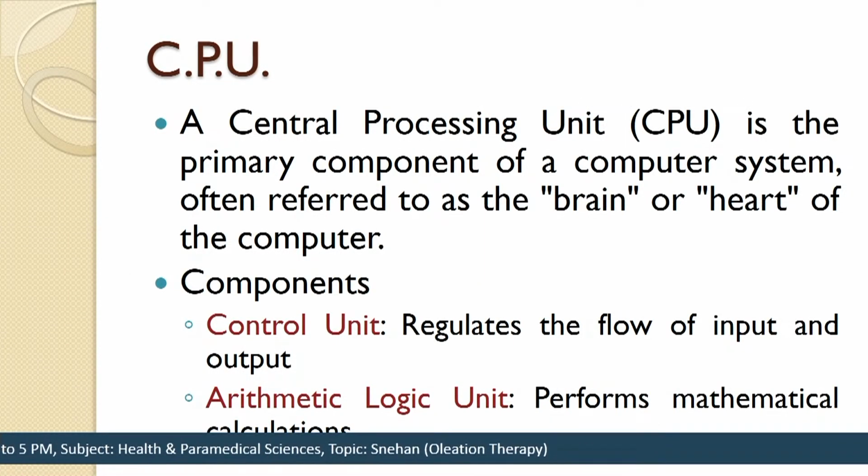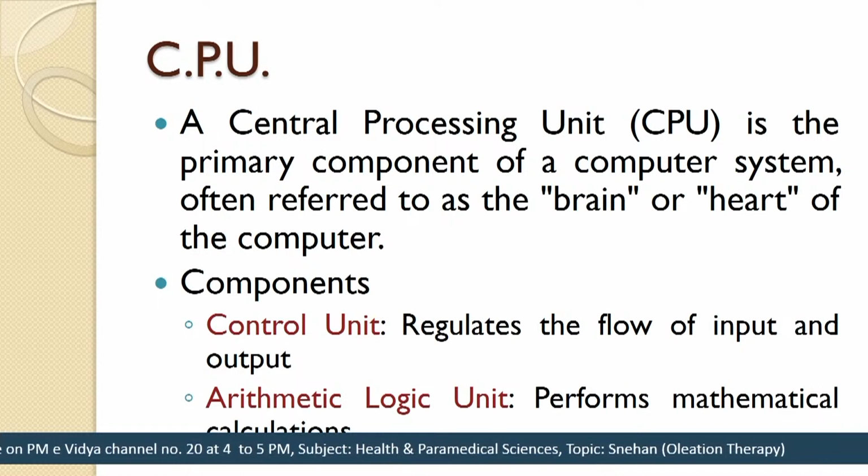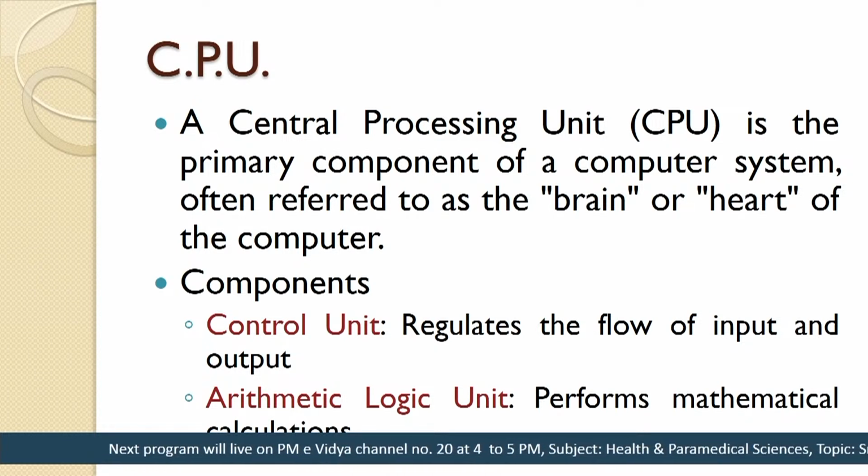Next comes the CPU, or the central processing unit. A central processing unit is a primary component of a computer system. It is often referred to as the brain or heart of a computer. A CPU generally has two components: one is the control unit, another one is the arithmetic logic unit. This control unit regulates the flow of input and output on the screen or on the monitor, while the arithmetic logic unit performs various types of mathematical calculations.